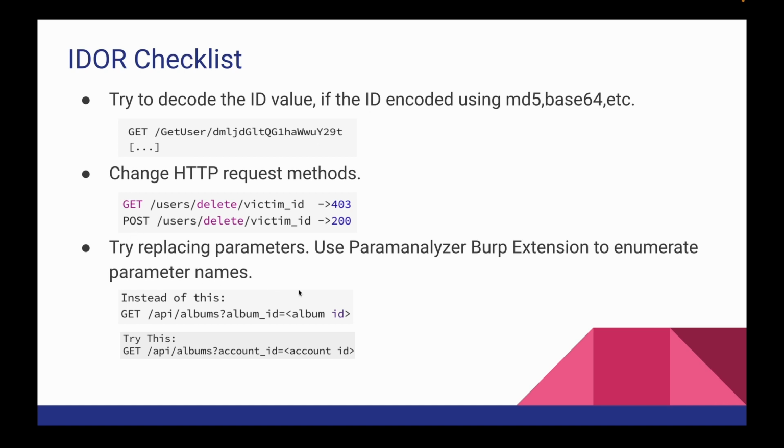The third method is to try replacing parameters. Here you can use Param Analyzer, a Burp extension which enumerates all the parameter names in the target application. Here you can see that instead of album_id and the album ID value, in the same endpoint you can use another parameter name and parameter value. So instead of album ID, you use account ID and the account ID value. You might get surprised, as you might get another user's information in the response.